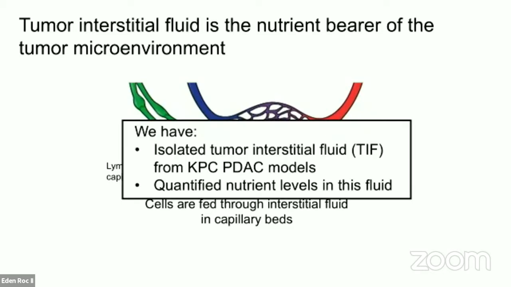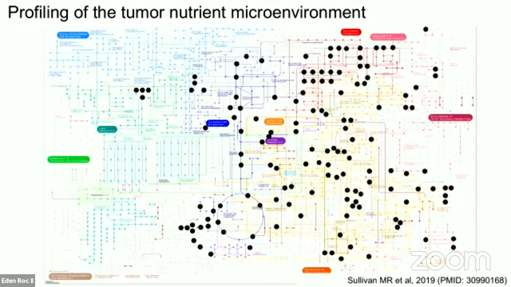And so briefly, that's what we did. We adapted and developed some techniques to isolate interstitial fluid from KPC PDAC mouse models, and then developed an analytical pipeline to go in and quantify the nutrient levels, their absolute concentrations for hundreds of different nutrients in these biofluid samples. And so to sum up, going to map a metabolism here.